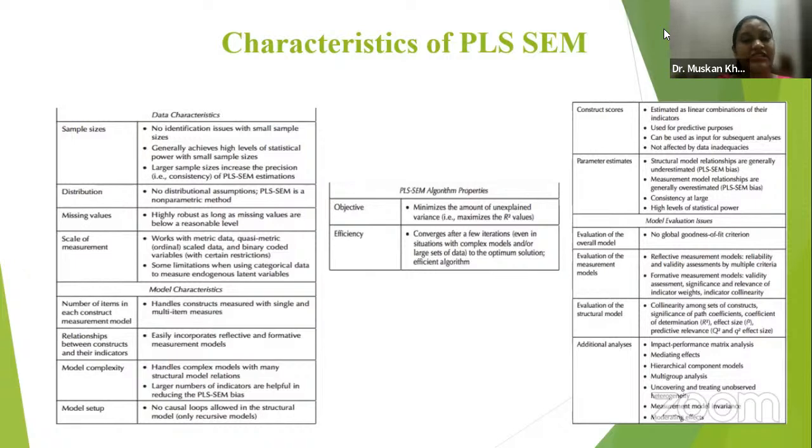Secondly, it incorporates the reflective and the formative measurement model. I'll tell you later what the formative and the reflective model are. If your model is highly complex, if it has n number of variables and n number of items, it could be easily run with the help of PLS-SEM. It means if you are having n number of hypotheses in your study, or you're trying to take n number of variables with different items, it could be run with the help of PLS-SEM.